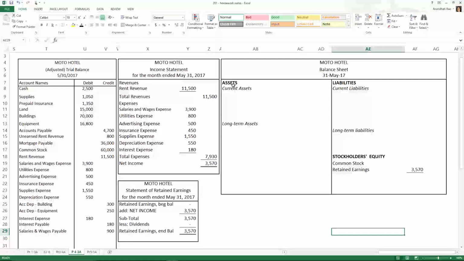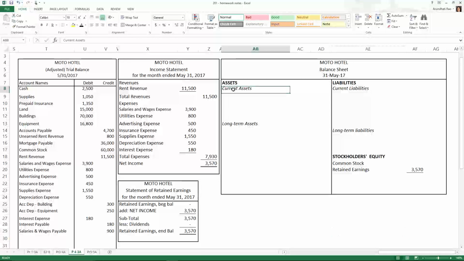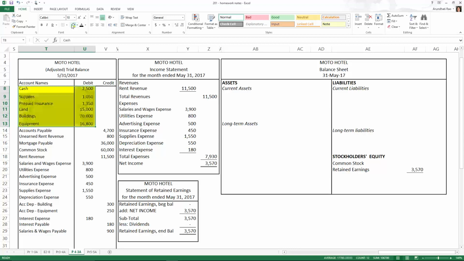The next we're going to look at is the balance sheet. In the balance sheet, all assets have to be listed, but I'm going to classify them as current and long-term. So when we go through our asset accounts over here, and I'll highlight them for you in a second, the asset accounts we have are cash, supplies, prepaid insurance, land, building, and equipment. We also have these two contra asset accounts that need to be accounted for over here. So let's review these for a second.